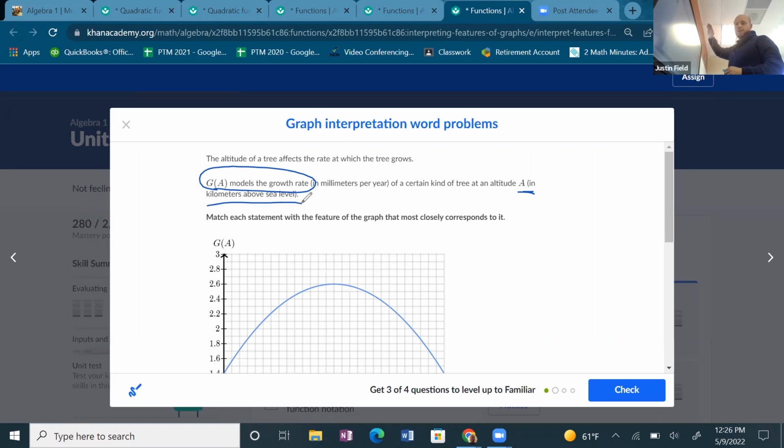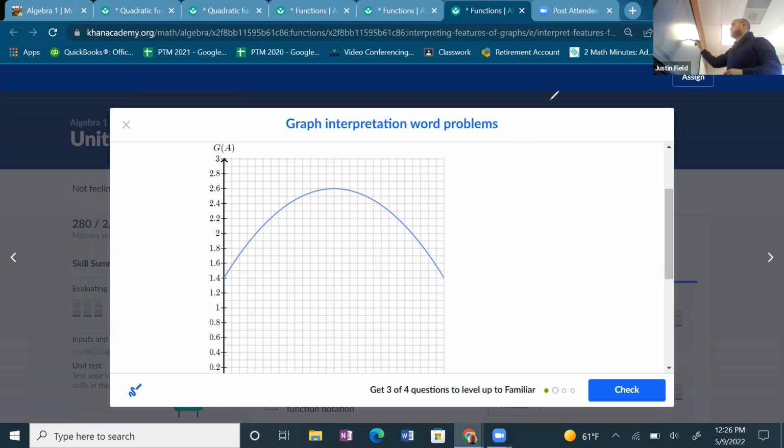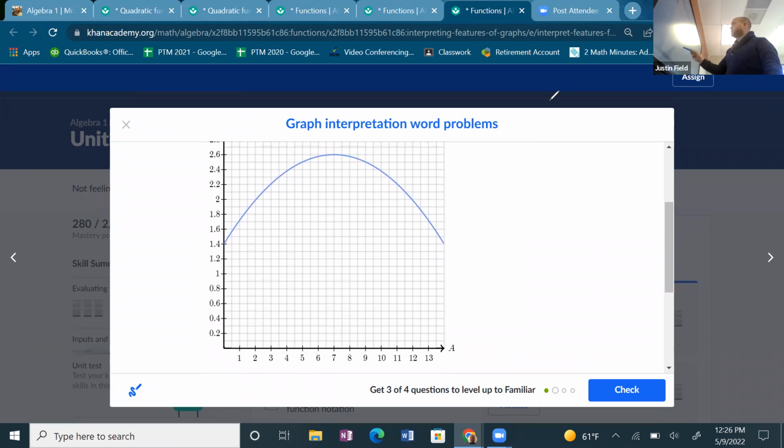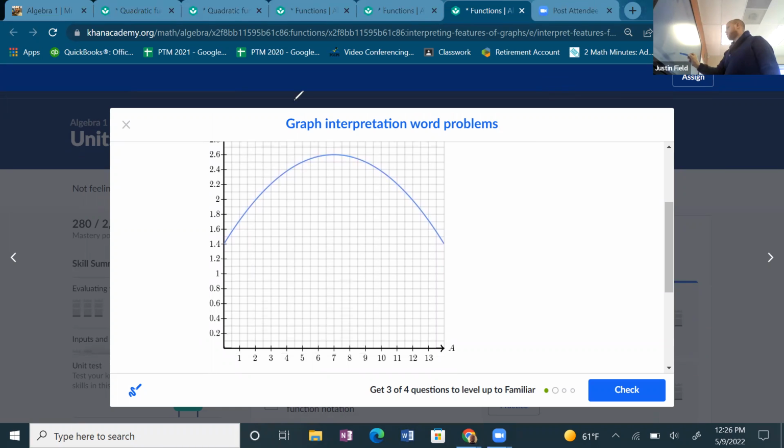So the higher the tree is on the earth affects its growth rate. Does it make it grow more or less? Well, we can look at our graph and find out. So the altitude is right here, and the growth rate is right here. So this is the altitude. Usually we think altitude is like up, but anyway. So at altitude of 0, it grows at 1.4.